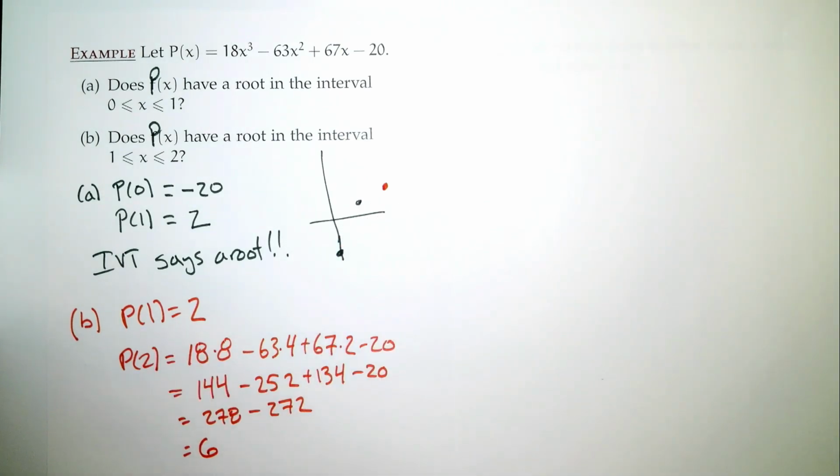So is there a root between 1 and 2? Our answer is? We have no idea. Now you're probably thinking, wait a second. We start positive, we end positive, there's no root. But remember what we said. Be careful about what the intermediate value theorem says. It doesn't say that you have to stay between them. It just says you have to hit everything in between.